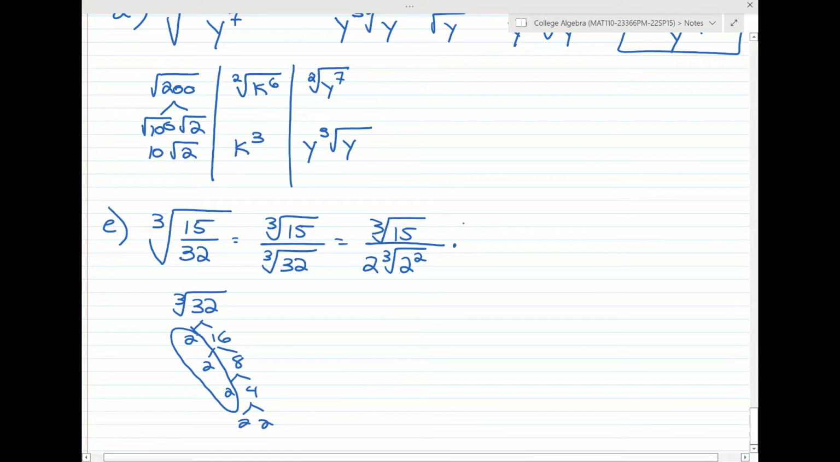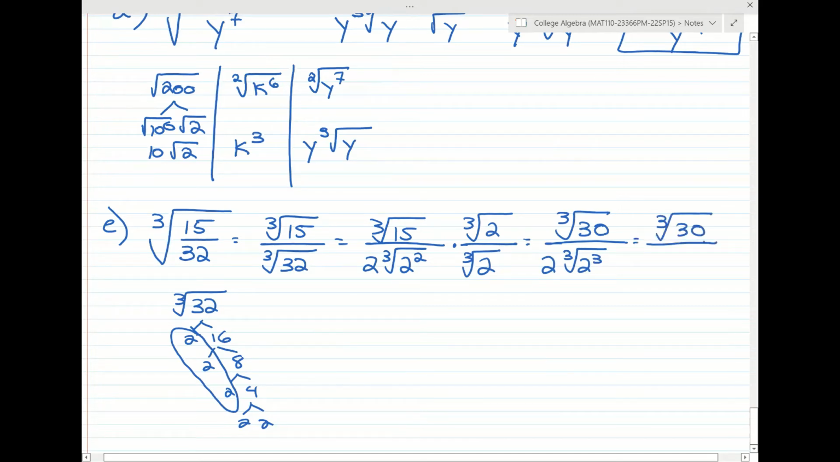To finish this, we can multiply by the cubed root of 2 to the first, which gives us the cubed root of 30 divided by 2 times the cubed root of 2 to the third. Or cubed root of 30 over 2 times 2 is 4.